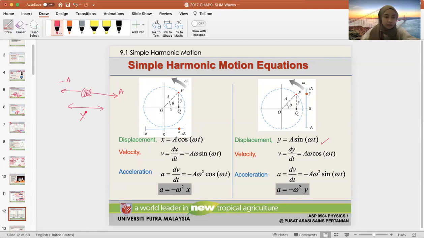If you have, I shouldn't say vertical. Okay, tak apa. Nanti kita tengok yang lain. So x punya displacement is like that. Y punya displacement is like this.